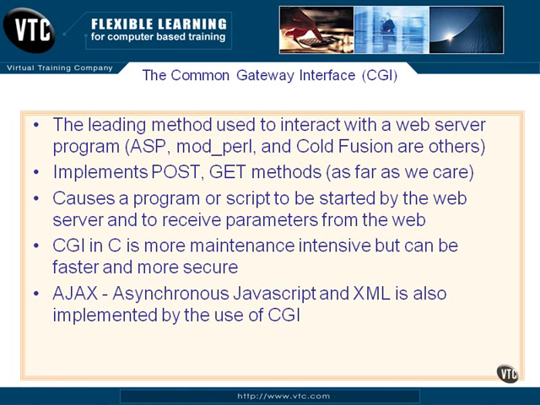CGI is also implemented on all of the major web servers, Apache, IIS, anything that we're going to be using, certainly. So it's there for us. What CGI does is it implements what are called the post and the get methods. And we're going to see both of those as we go through here and how to use each one. Basically, get is the default, and that's what a browser normally uses when it makes a request to the server asking for something.